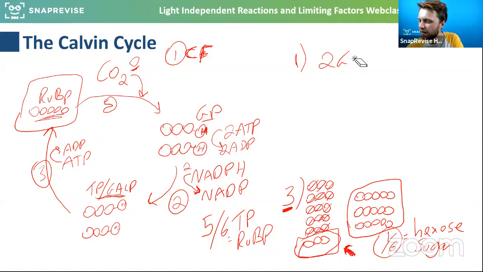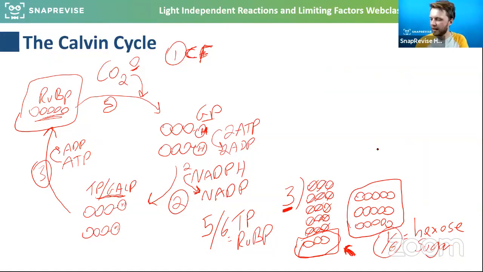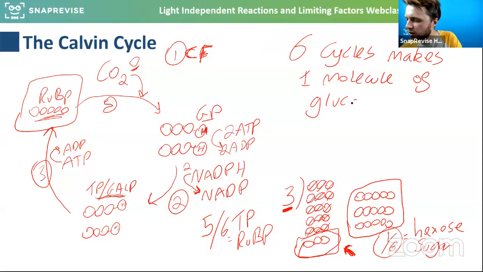and if I manage to write this down in the next couple of seconds, the key facts that you need to know about this is that you need 6 cycles to make 1 molecule of glucose. Okay, so 6 cycles will make 1 molecule of glucose.